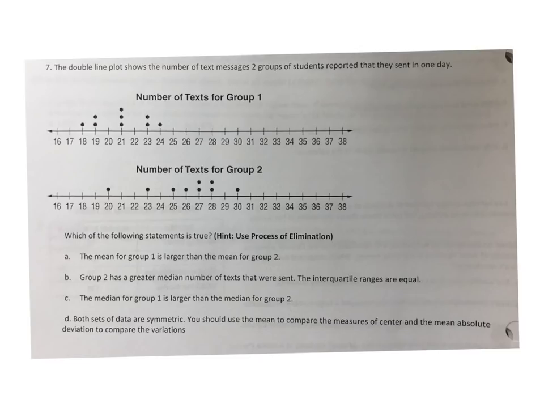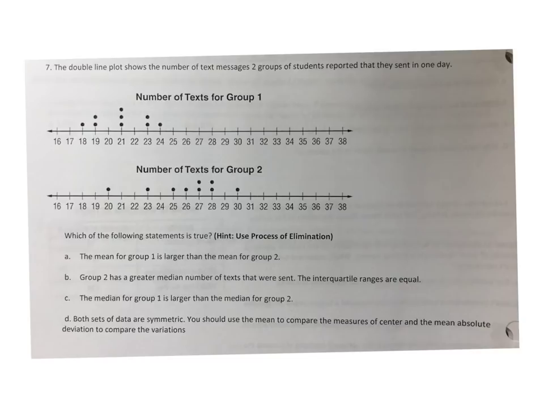Question number 7 is also worth 2 points. It says the double line plot shows the number of text messages 2 groups of students reported that they sent in one day. You can see the dot plot for group 1 on the top, and underneath is the dot plot for group 2. The question says, which of the following statements is true?